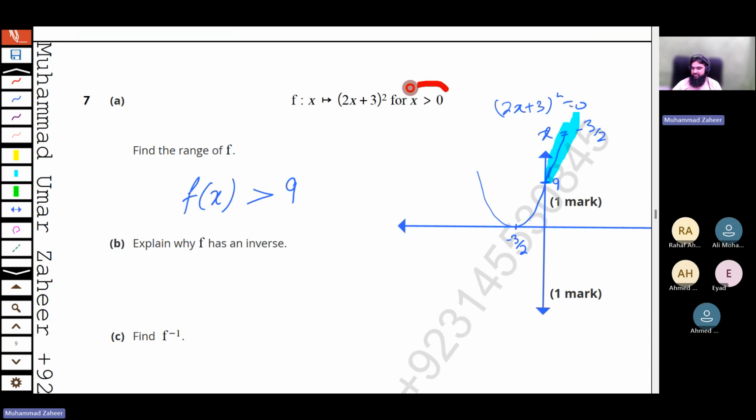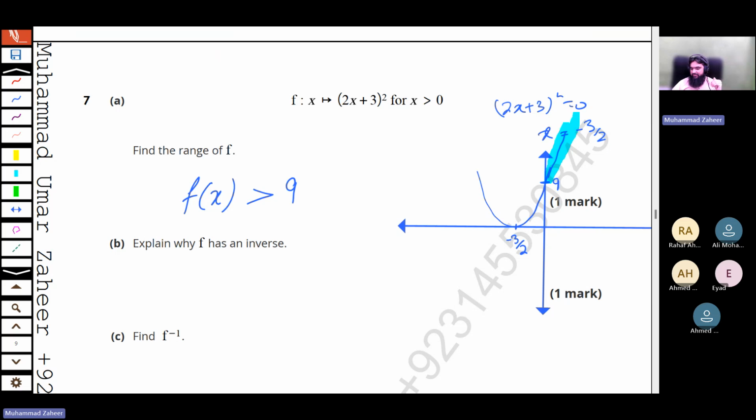So look at here, it is a restricted domain. For example, if I were talking about the general domain, all the values that are greater than or equal to 0 would be the range of this function. But there is a restriction here. You have to take only the values that are greater than 0. So we just have to take the values from 0 to infinity, the positive values. So that is greater than 9.